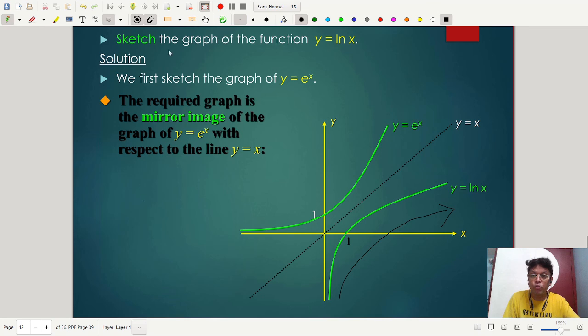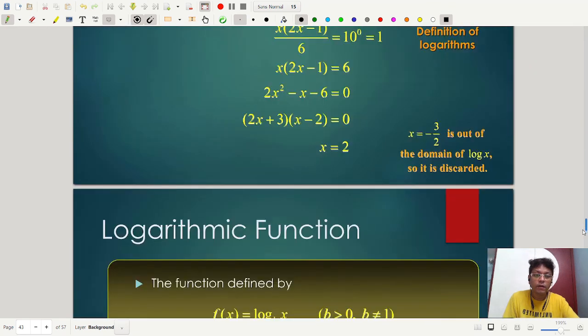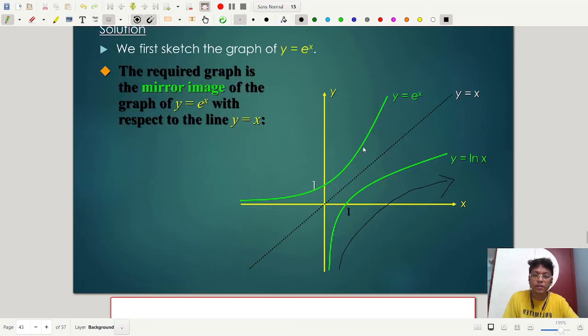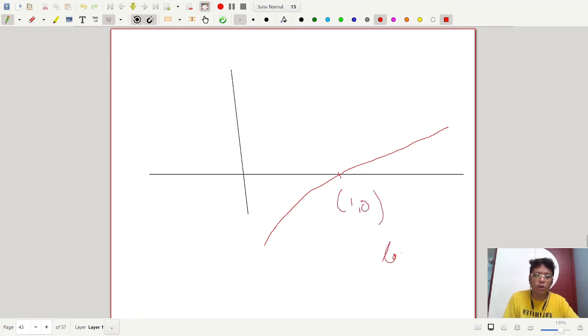Let me show you in a graph again. If you draw the diagram, you see this is your logarithmic function. This is, suppose, (1, 0). So it is increasing for log x base b, where b is the base. If the base is more than 1, then it is increasing. If the base is less than 1, then it is decreasing, and it will be like this, symmetric.